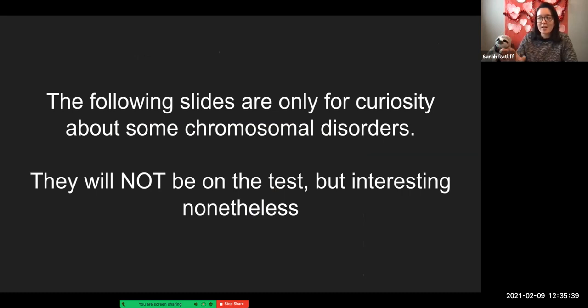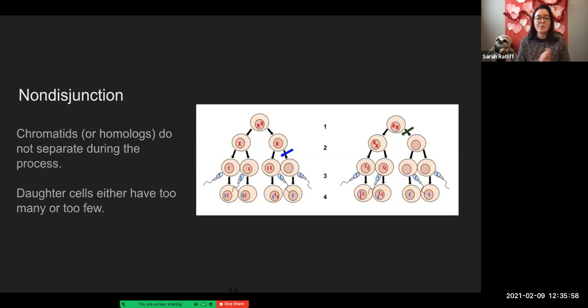This is all just FYI. I had some questions in 4th period about chromosomes and some chromosomal disorders. This will not be on the test. It's interesting to look at the way different chromosomal disorders come about, what they mean. Generally, they happen through something called non-disjunction. Big word, not that confusing.